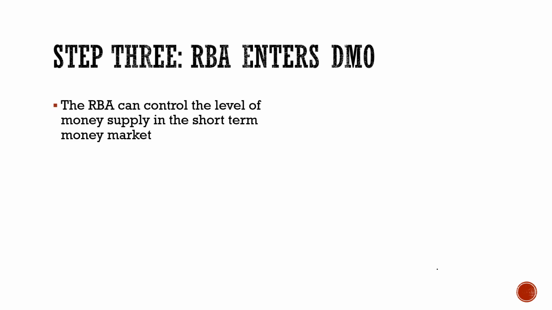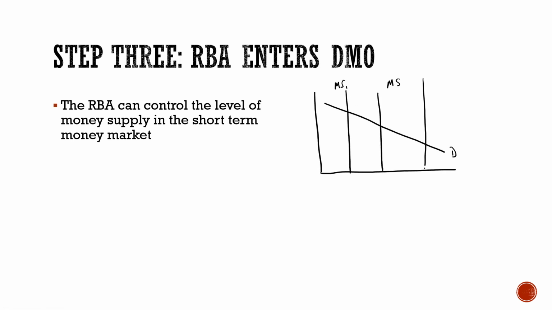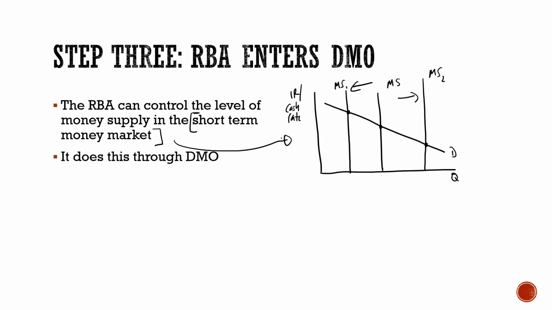So remember, the RBA can control the level of money supply in the short-term money market. What does this look like? So that the RBA can reduce money supply and it can increase money supply. And all of this takes place in the short-term money market. And the way it moves money supply is through domestic market operations.